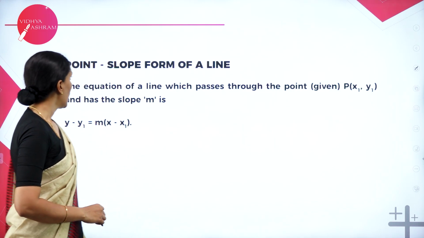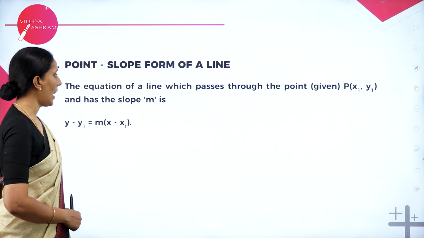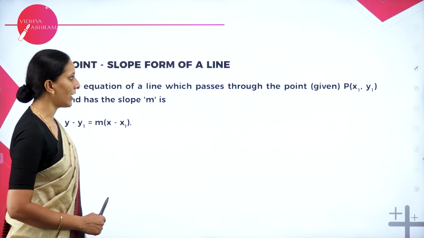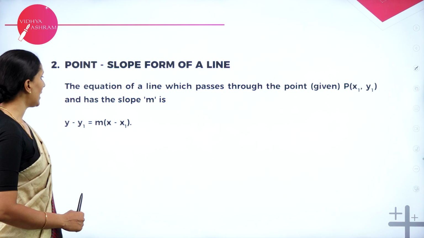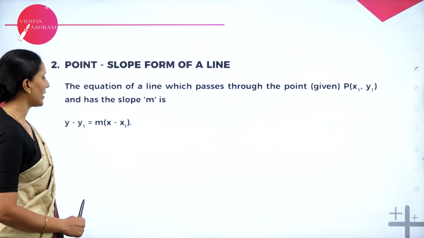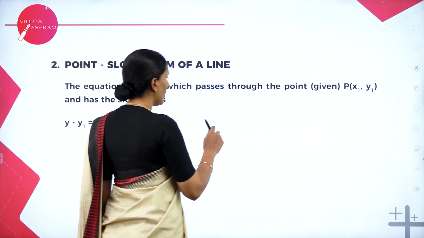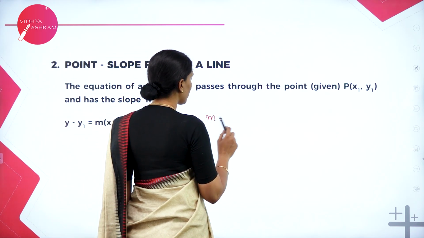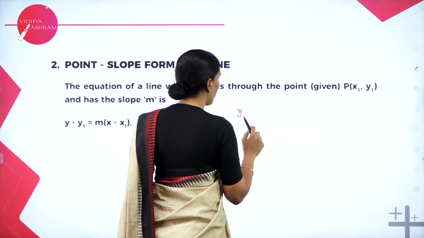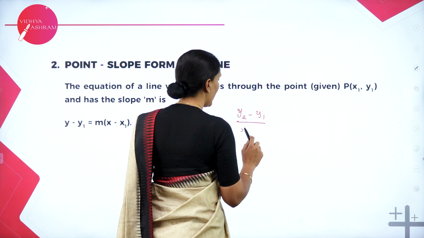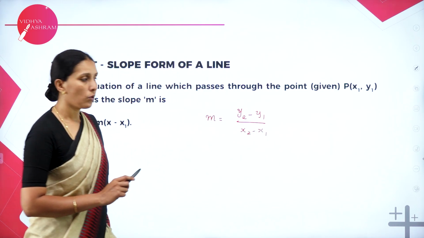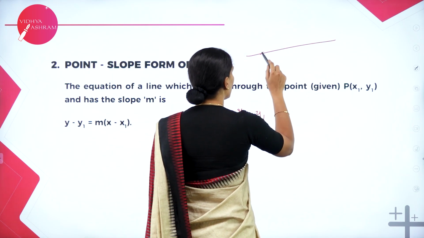Next we have the point slope form of a line. The equation of a line which passes through the point given by P of x1, y1 and has the slope m is y minus y1 is equal to m into x minus x1. So we know that the slope of a line m is given in the form of y2 minus y1 divided by x2 minus x1, where x1, y1 and x2, y2 are the points which lie on the line.